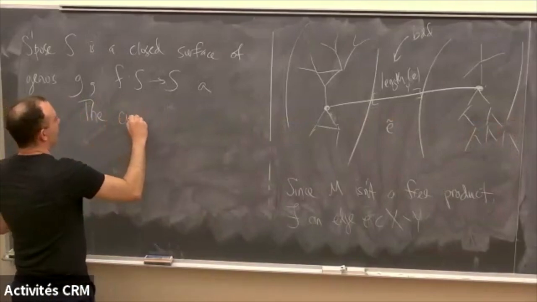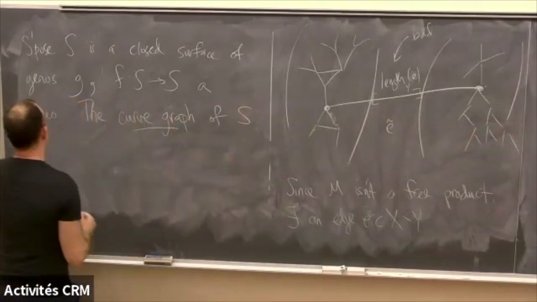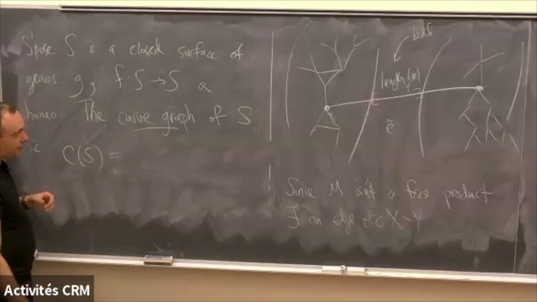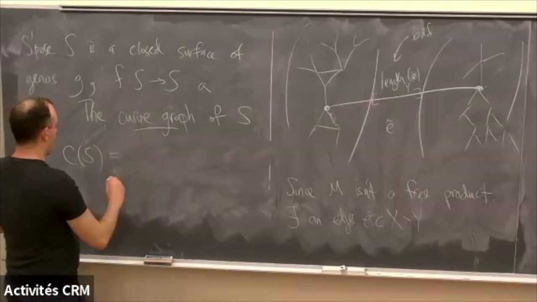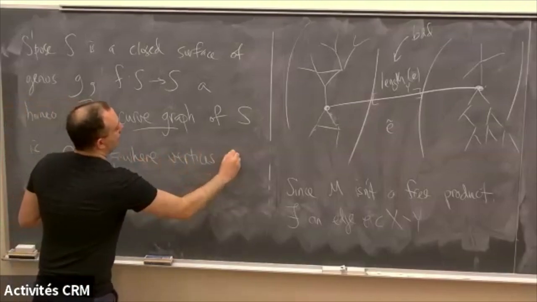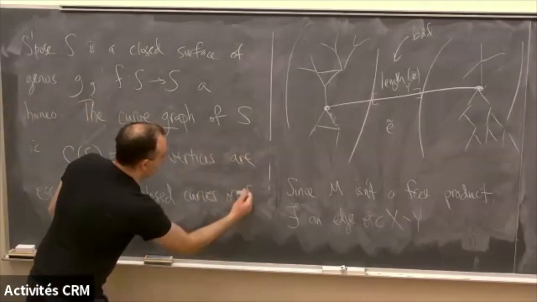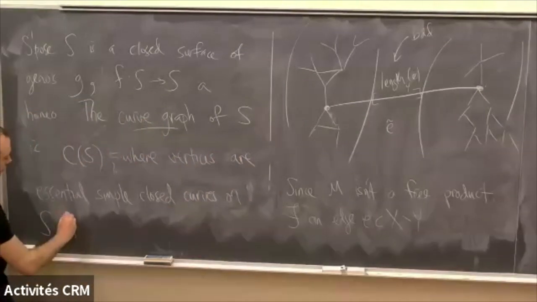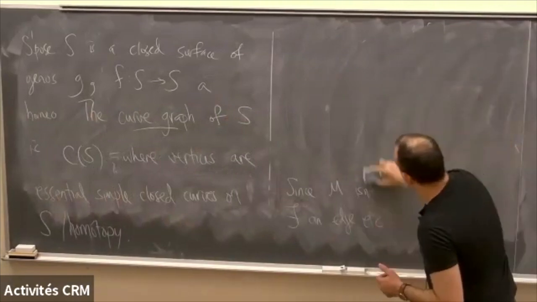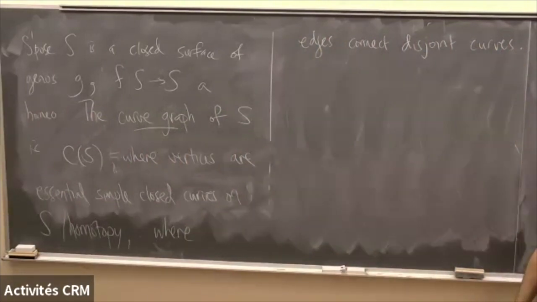So the curve graph of S, so C of S, this is a graph. What are the vertices? The vertices are essential simple closed curves on S up to homotopy, and the edges connect disjoint curves. Okay, and if I have a homeomorphism of the surface, then this homeomorphism acts on the curve graph via automorphisms.